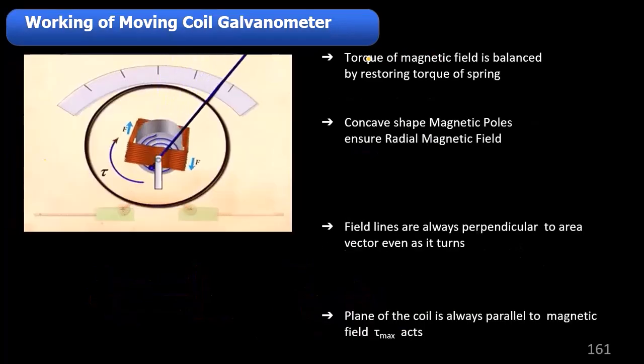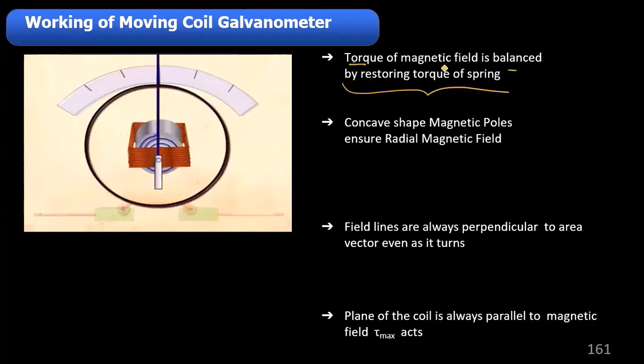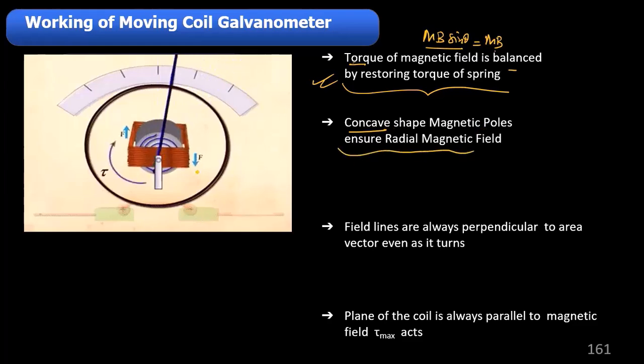Okay, so torque of magnetic field is balanced by the restoring torque. So torque of magnetic field is mB sin theta, theta is 90 degree, and torque at theta 90 degree, আমরা এটাকে লিখতে পারবো mB. So that is nothing but the restoring torque. Concave shape magnetic force include the radial magnetic field. Radial field lines are always perpendicular to the area vector as it turns. যেমন করেই ঘুরুক না কেন সবসময়তে এরিয়া ভেক্টরের সাথে ম্যাগনেটিক ফিল্ড লাইন ইজ অলওয়েজ পারপেন্ডিকুলার.